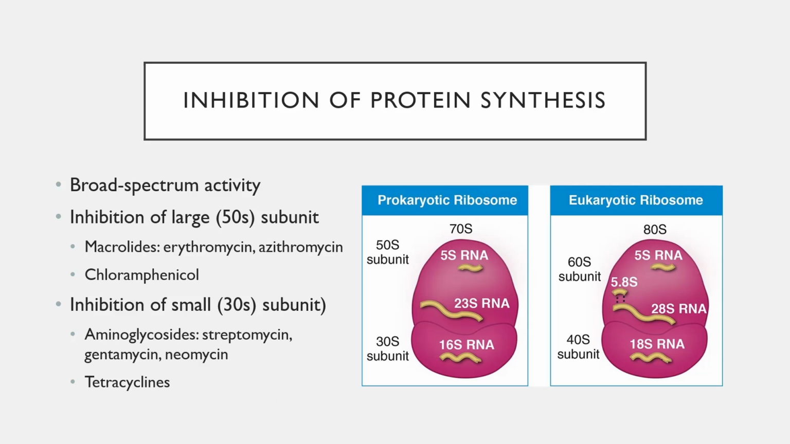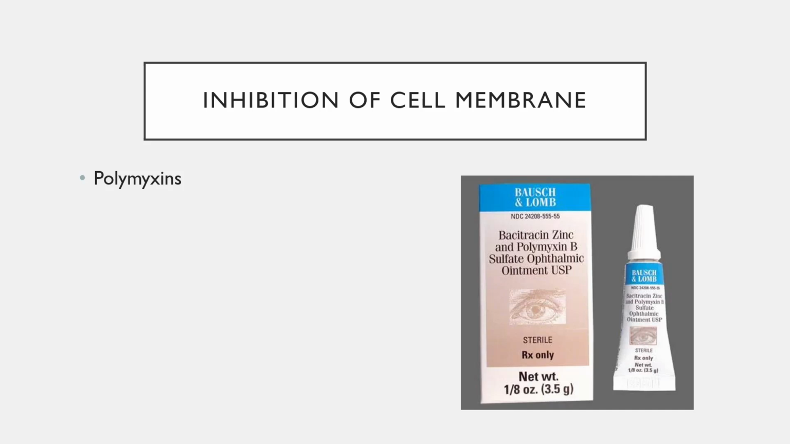We can contrast the broad spectrum activity seen in drugs that inhibit protein synthesis to the narrow spectrum of activity in drugs that inhibit cell membranes. Polymyxins are a class that bind to and disrupt the outer membrane of gram-negative species. This of course gives them a narrow spectrum of activity because they do not work broadly against all species of bacteria, only those that have an outer membrane which is capable of disruption in this manner.